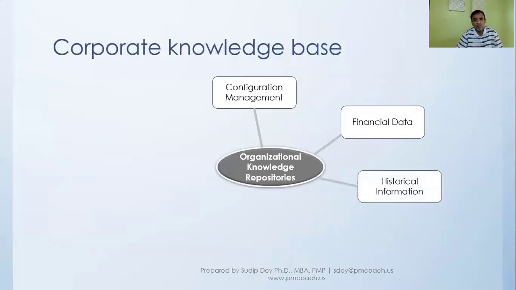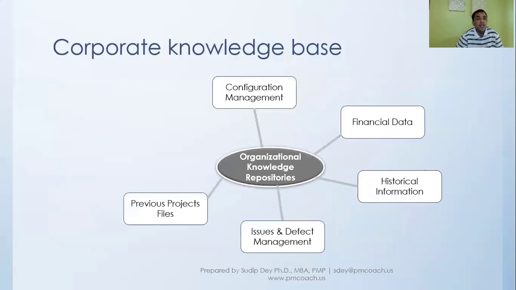Then historical information. Again, historical information is the experiences, learning from previous projects that you can use to really jumpstart your project. Issues and defect management: not only how issues and defects are managed, but also what kind of errors happened in previous projects and how quickly errors were resolved, and so on and so forth.